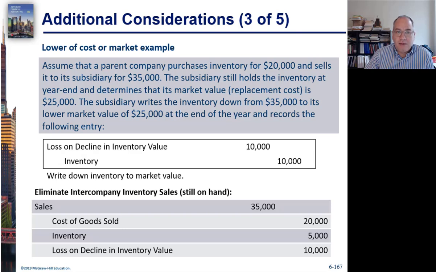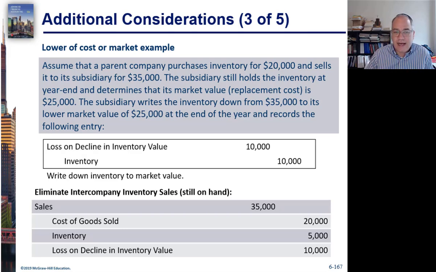So let's look at an example. Suppose a parent company purchases inventory for $20,000 and sells it to the sub for $35,000. The sub holds the inventory at year end, and then determines that it's overvalued and the market value is $25,000. Then the sub would write the inventory down to $25,000 and would have a loss. This would be the journal entry on the books of the sub.